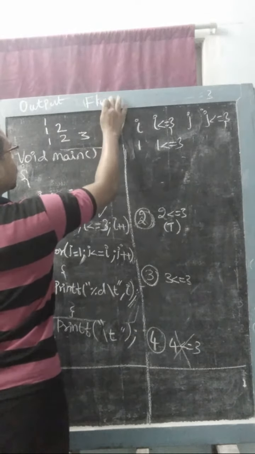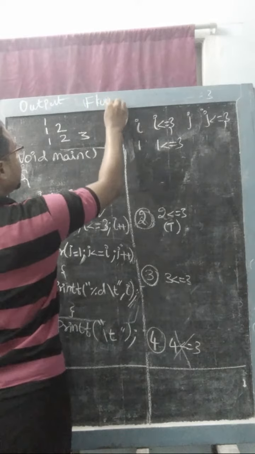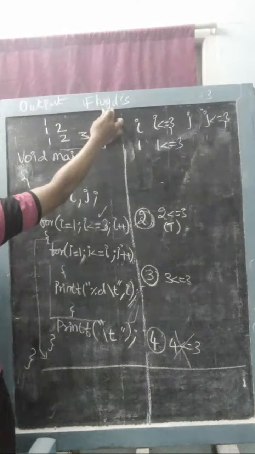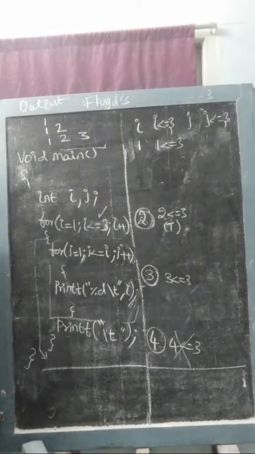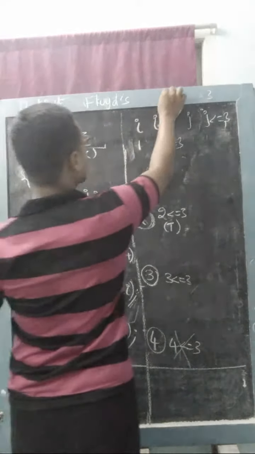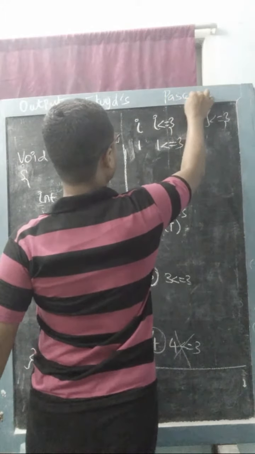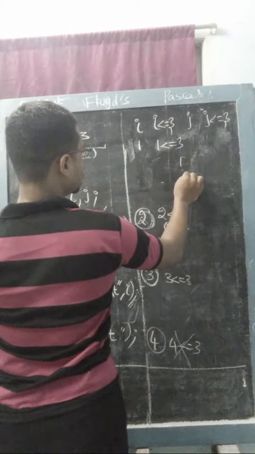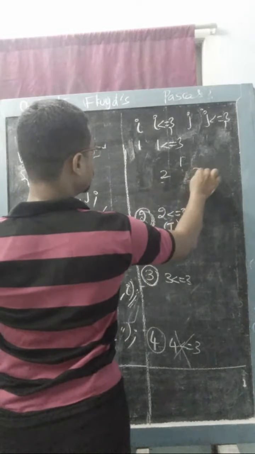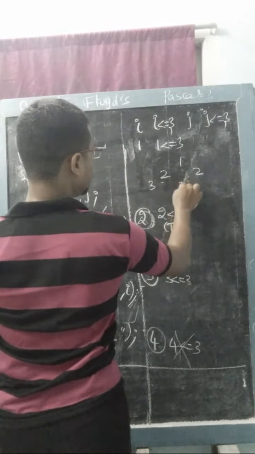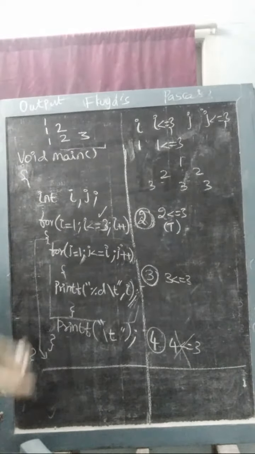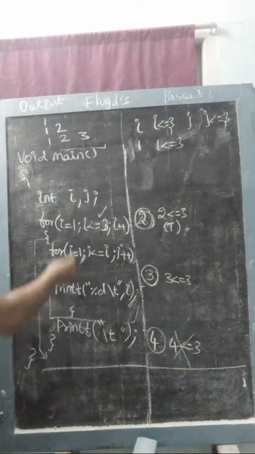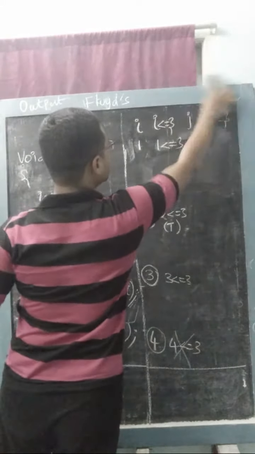Floyd's triangle. And one more triangle is the Pascal triangle. It will become like that: 1, then 2 2, 3 3 3. That is the thing we will see in the next class. Okay. So now we are going to see Floyd's triangle.